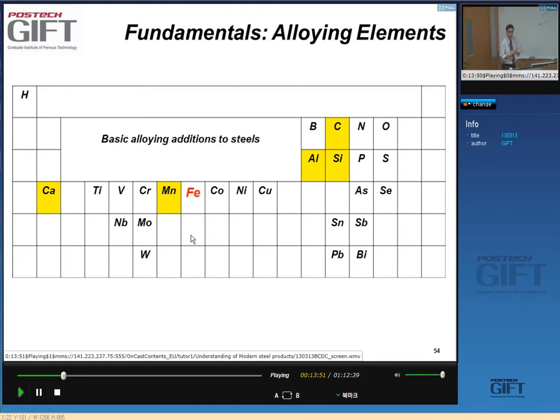Carbon is ubiquitous in the steel composition, but it's also an element that we will add to steel and control the level of, because it's very much related to the mechanical properties of your steel. And the same goes for manganese and silicon.